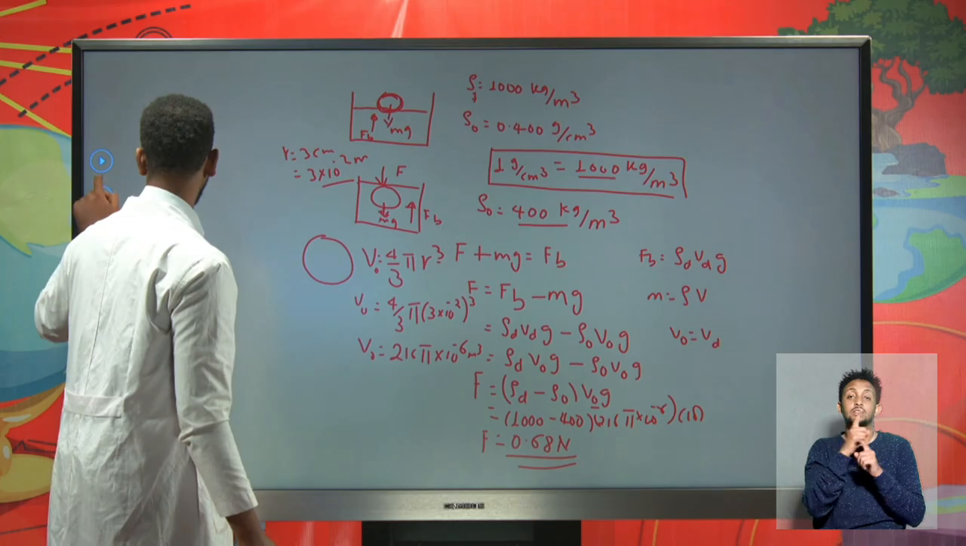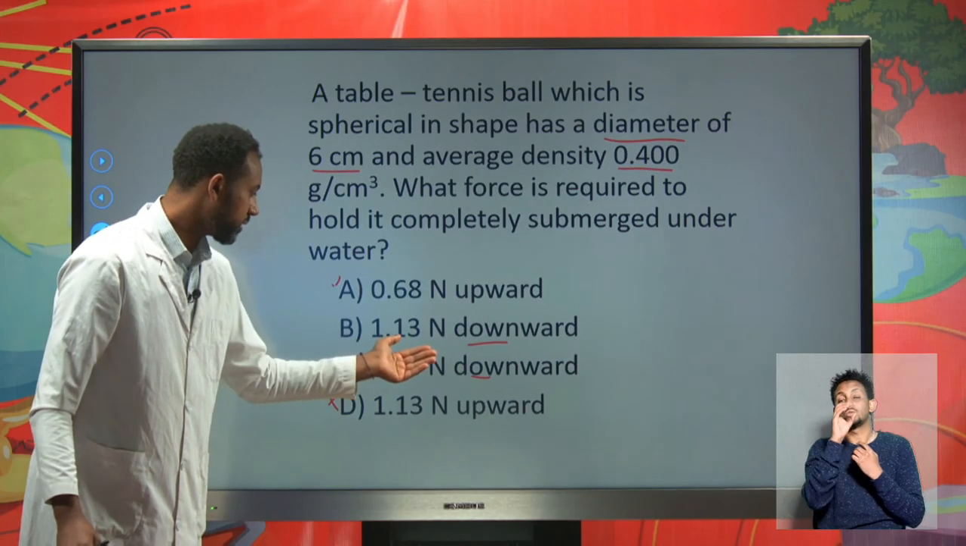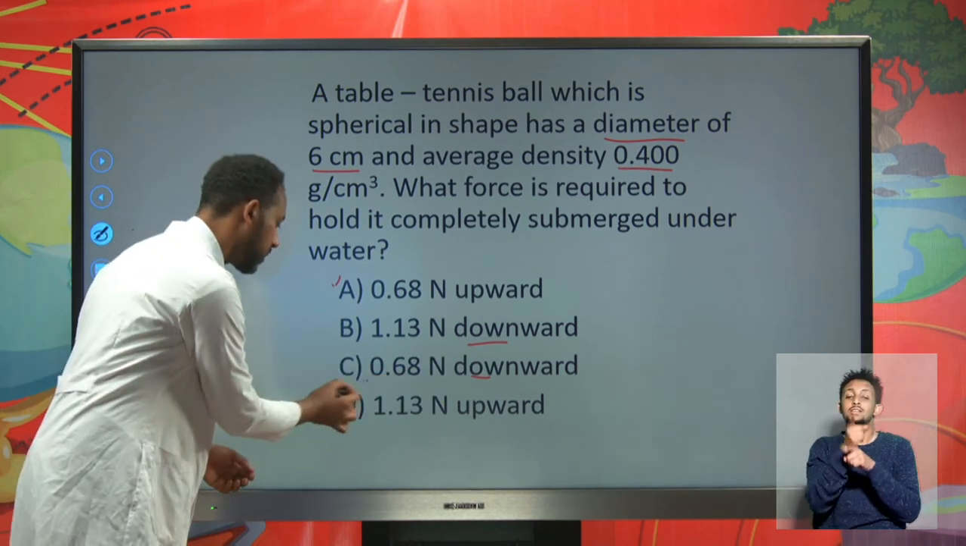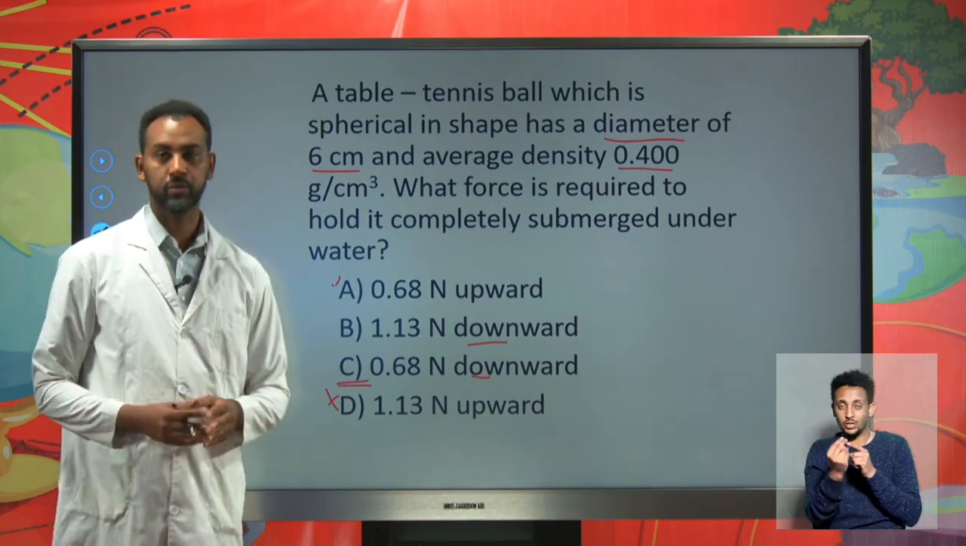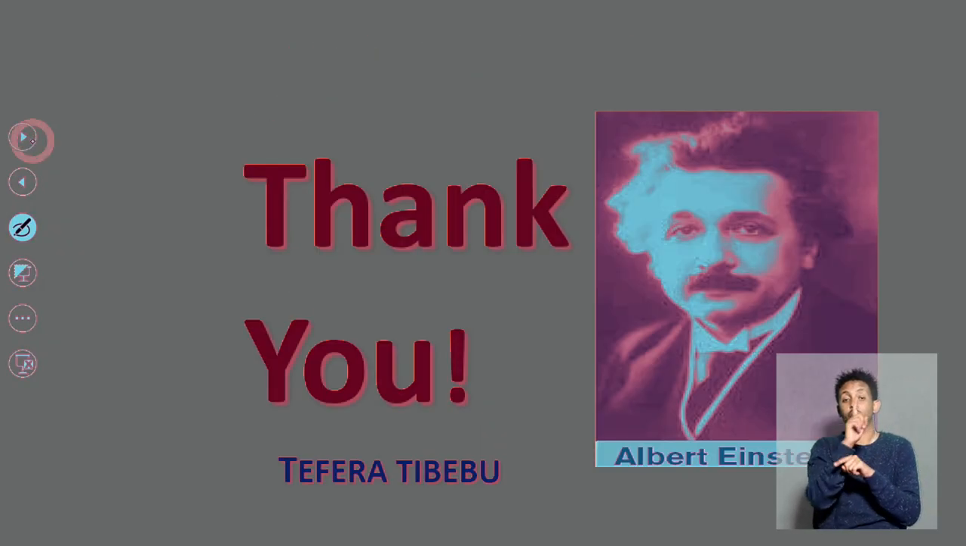So previously we have two alternatives which say downward. Here it says 1.13 Newton downward, 0.68 Newton downward. So your answer is 0.68 Newton downward. I hope you have answered this question.